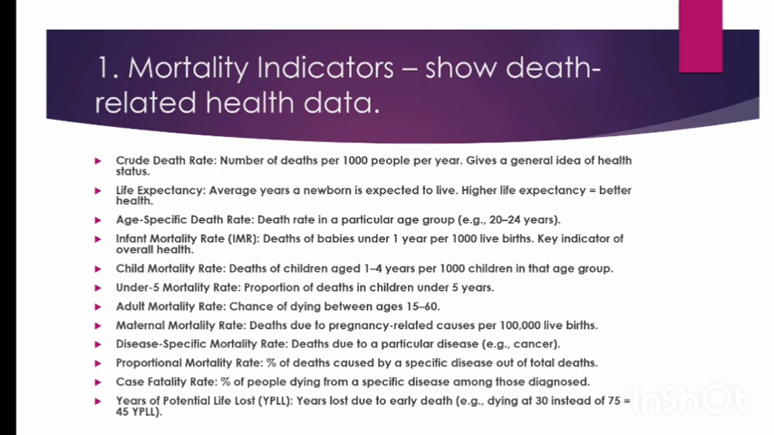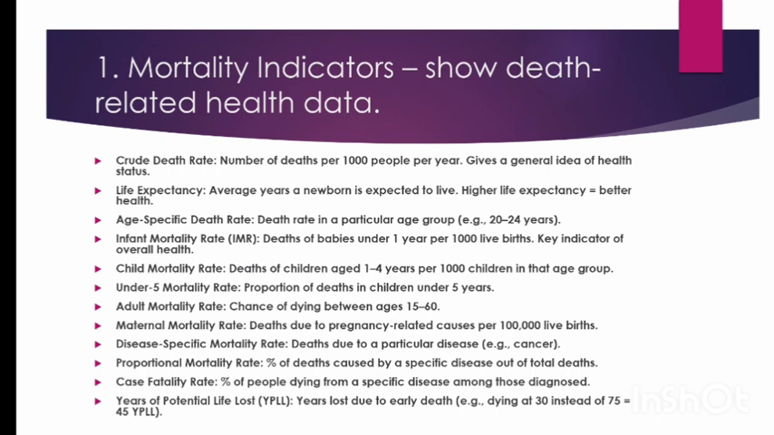Age-specific death rate in a particular age group, e.g., 20 to 24 years. Infant mortality rate, IMR, deaths of babies under 1 year per 1,000 live births. Key indicator of overall health. Child mortality rate, deaths of children aged 1 to 4 years per 1,000 children in that age group. Under 5 mortality rate, proportion of deaths in children under 5 years.